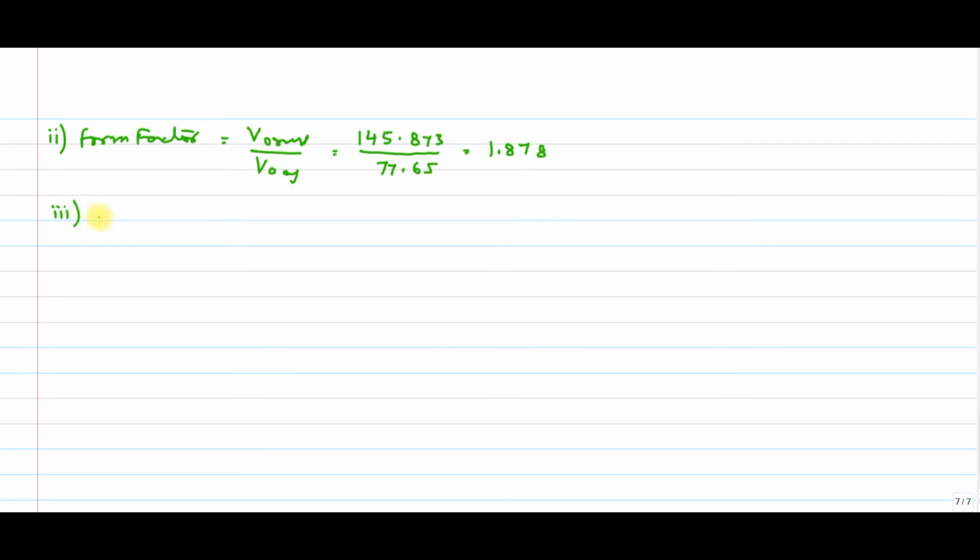The next one is voltage ripple factor. Voltage ripple factor VRF is defined in terms of the form factor FF, and is equal to the square root of FF square minus 1. This value will come around 1.5908.